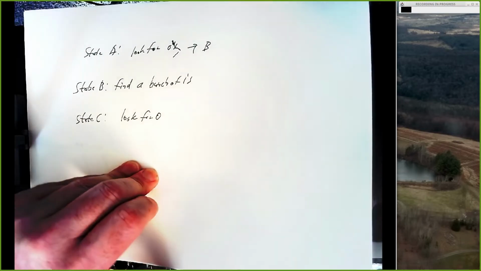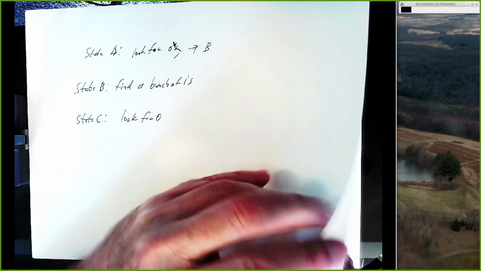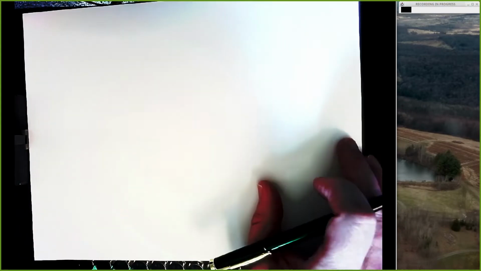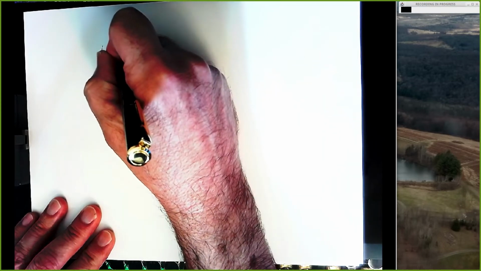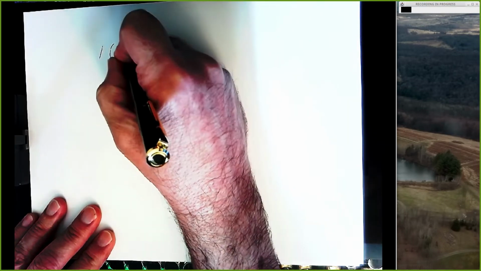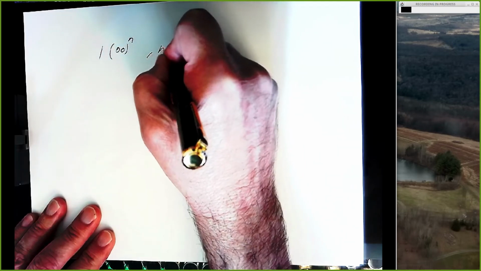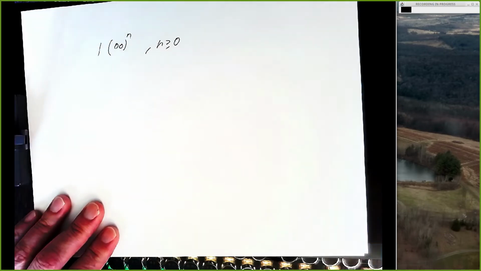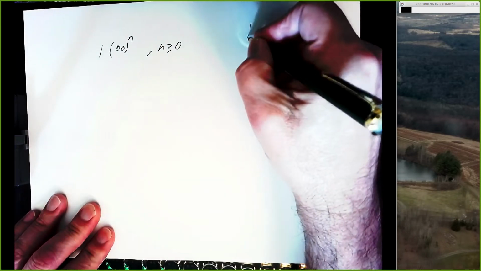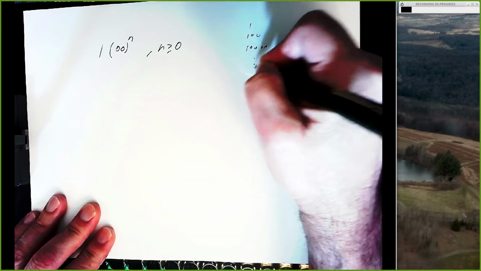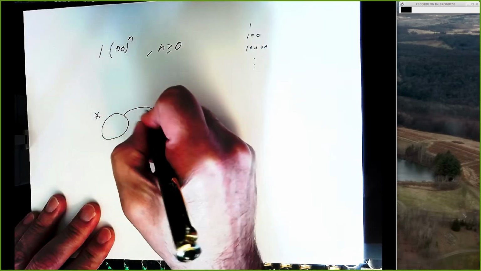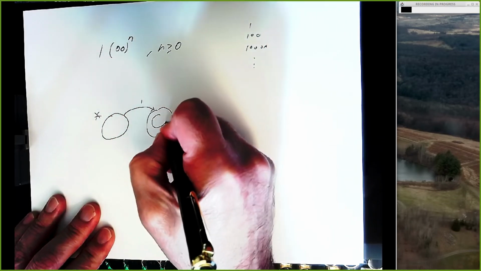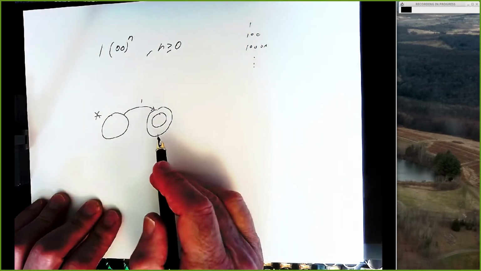So suppose we want a machine. Suppose we're told, build me a Turing machine that recognizes a 1 followed by a bunch of pairs of zeros. All right, so we want to recognize 1, 100, 10,000, and so on. So we'll start in some initial state. And if we find a 1, we'll go into a recognized state. And this means we have found this pattern.